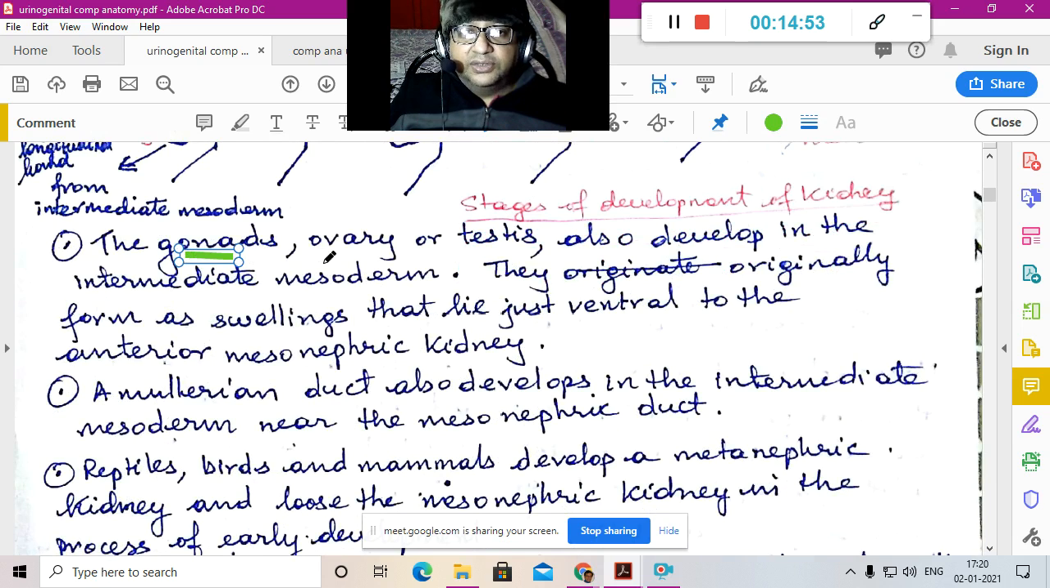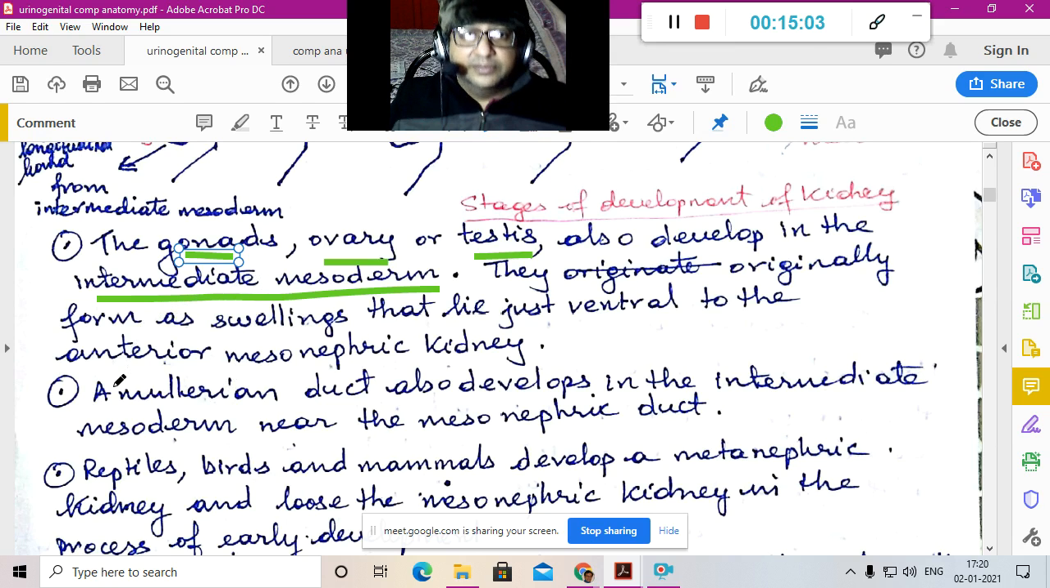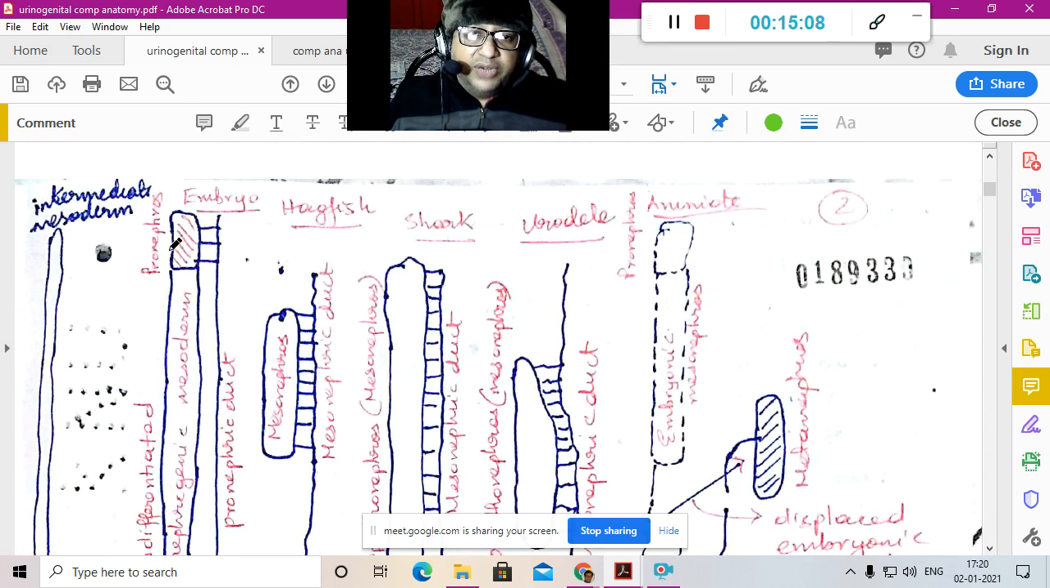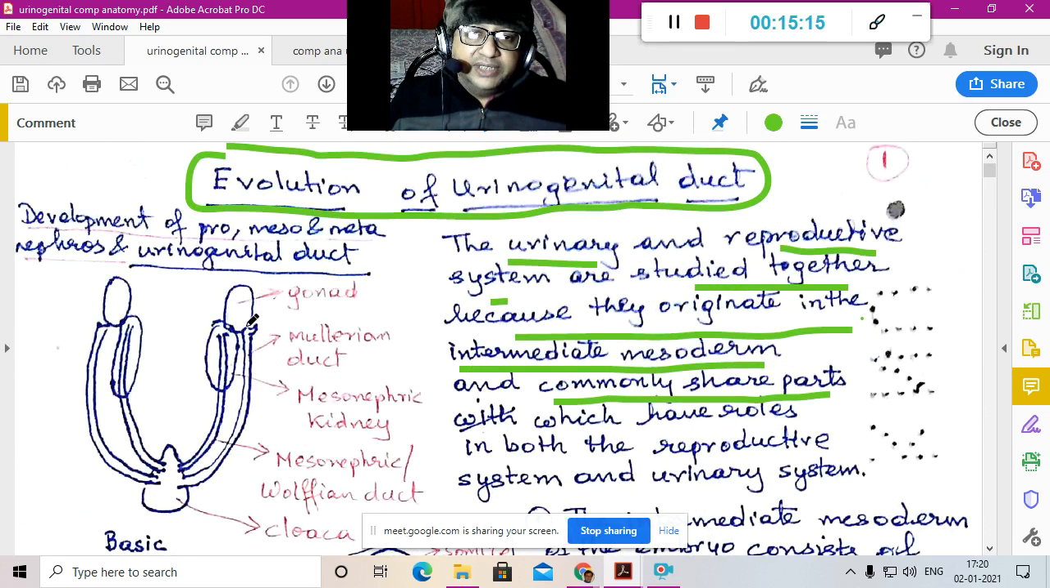The gonads, ovary or testes, also develop in the intermediate mesoderm. So the gonads develop here in this region, and their structure more or less looks like this. You see the gonads. This is the mesonephric kidney which you are seeing, which I am drawing in a different organism. In this intermediate mesoderm the gonads also develop over here.